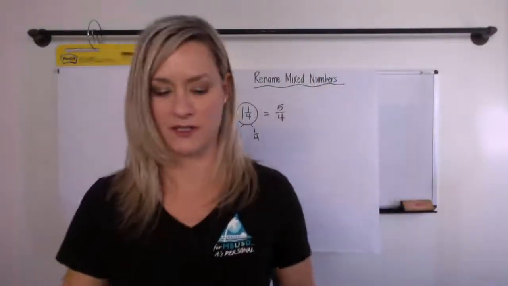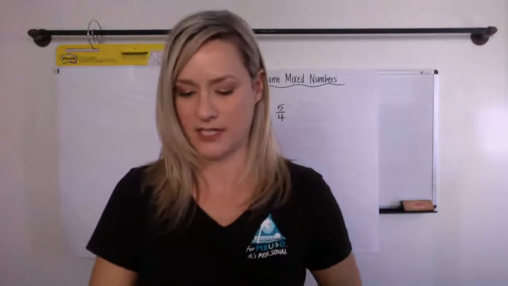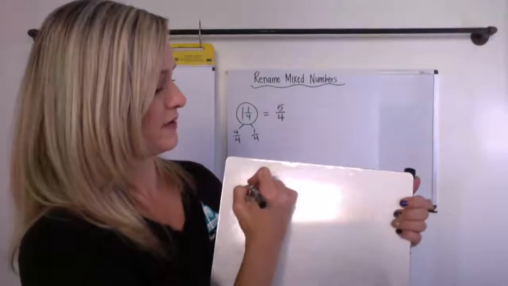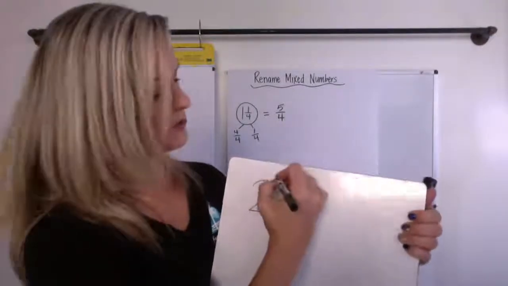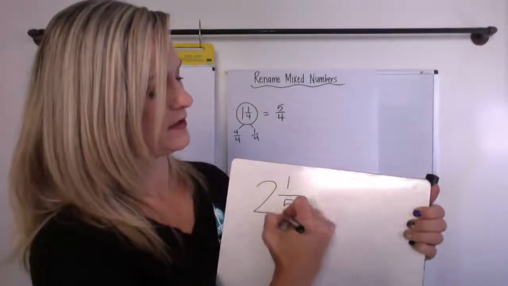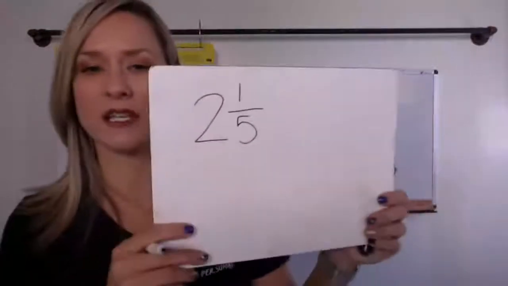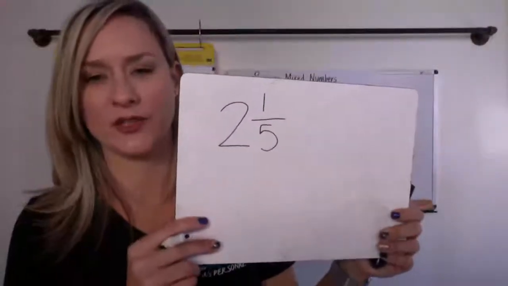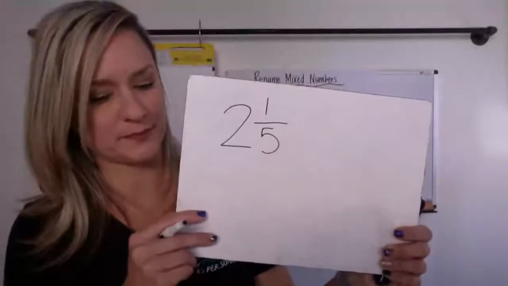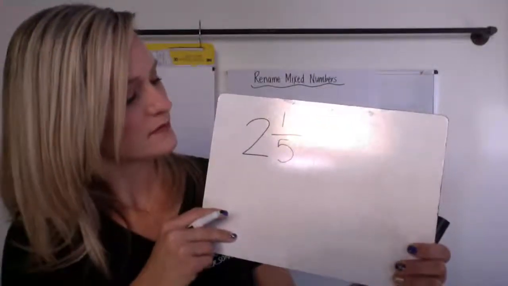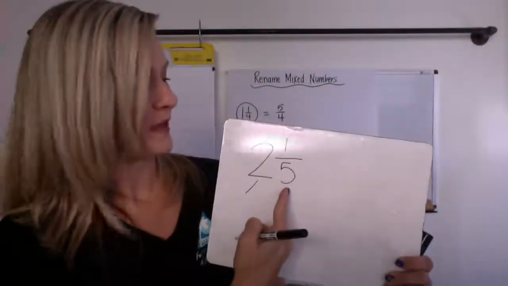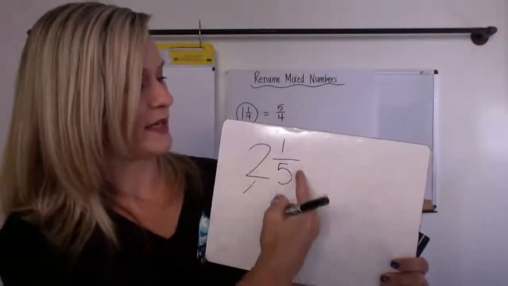Let's try another one. Let's erase. All right, here comes your next one. I'm going to give you one that has something greater than 1. 2 1/5. All right, so I want everyone to think about 2 1/5. How would you change that into an improper fraction? I liked what I did last time. I'm going to use fifths, though, because fifths are what I have here for my fraction.